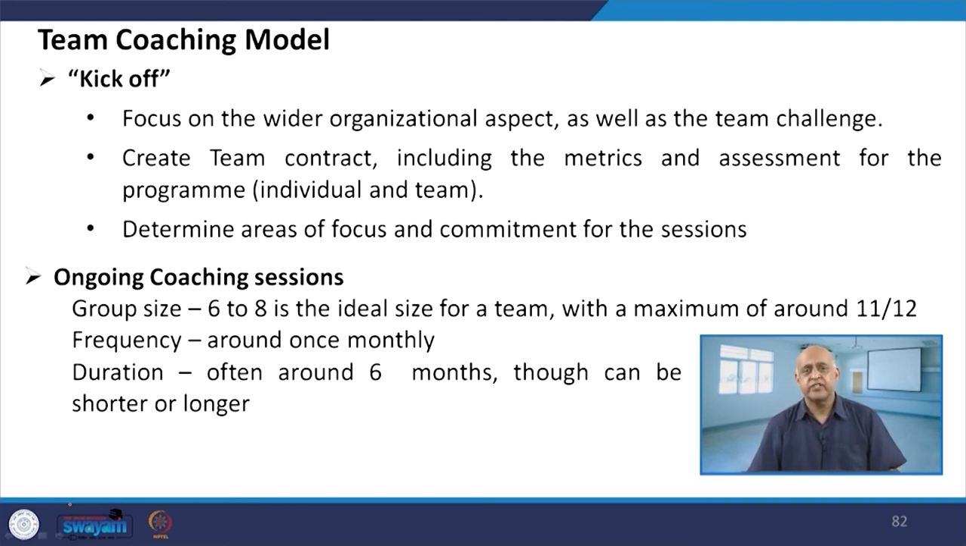However, 15 to 20 has been mentioned for team members, but at a time, for the coaching purpose, 6 to 8 is required, with a maximum of around 11 to 12, and the frequency around once monthly, with a duration often of around 6 months, though it can be shorter or longer. So, therefore, that will be the ongoing coaching sessions.